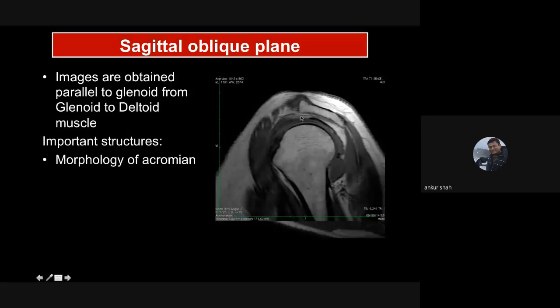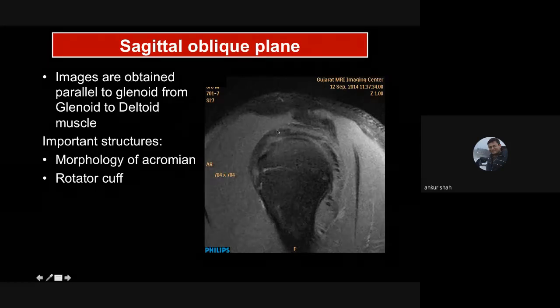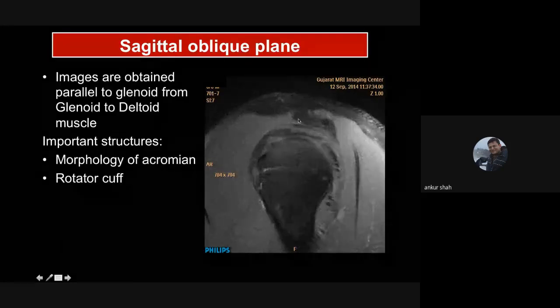There are 4 different types of acromion process. Sagittal images are also good to see the rotator cuff. Sagittal is the only sequence where you can see all the rotator cuff tendons separately. This is supraspinatus, this is infraspinatus, this is teres minor, this is subscapularis. So all 4 are clearly and separately seen only in the sagittal image.